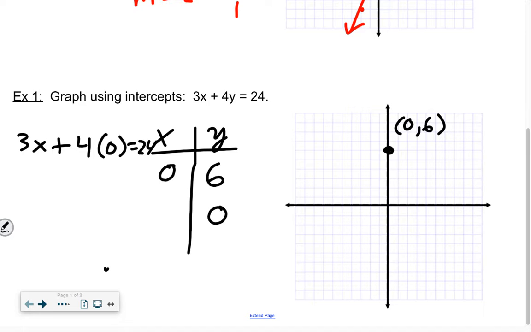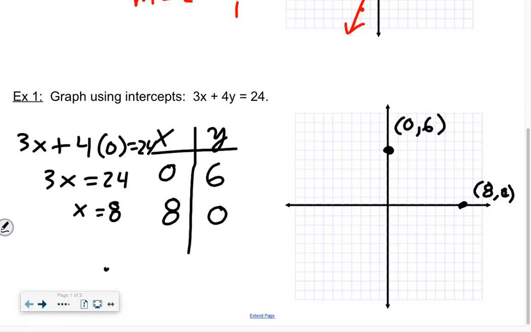And now we're going to go ahead and solve for x. So 3x is going to be equal to 24. Therefore, my x value is going to be 8. And no, that's okay to do. Up to this point, we've always been plugging in for the x variable. But when we do our graphing by intercepts, we're going to let y be 0, and then we're going to solve for x for a change. So our ordered pair is (8, 0). So there it is.